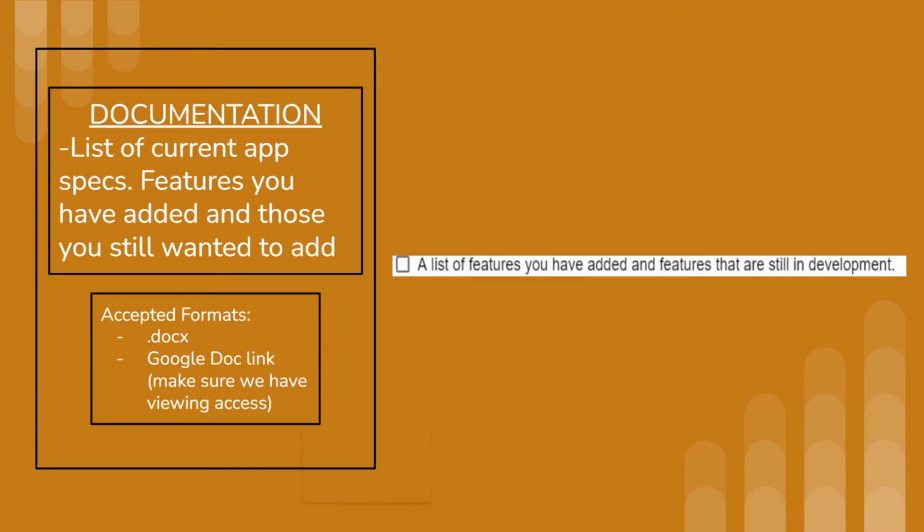After that, the last thing that we'll need here is our documentation. So this is going to assist in our Challenge 4, but we need a list of your current specs of your app. So it'll be the features that you've added and those that you still want to add. So just explaining what exists in the app, how it exists, and what you plan to do in the future. And so we'll take that as either a Google Doc or just a document.